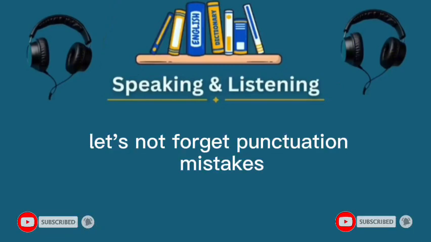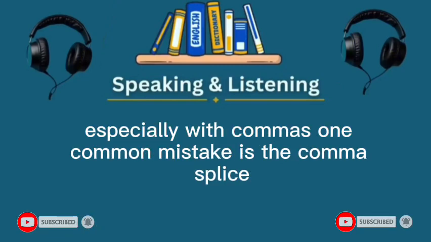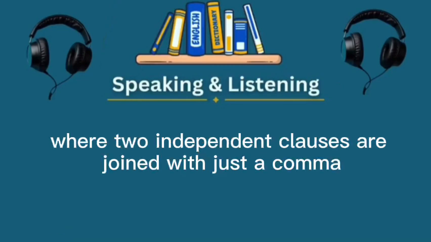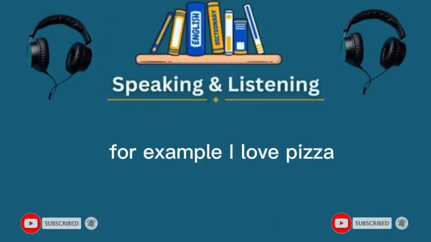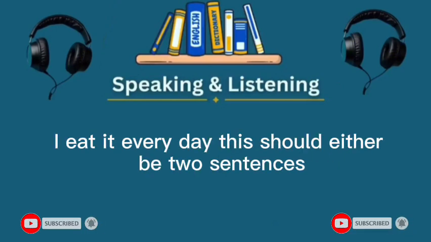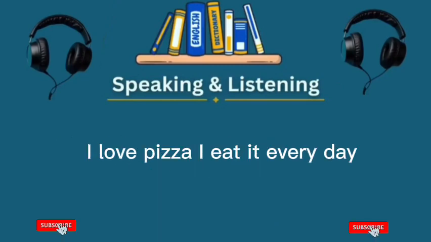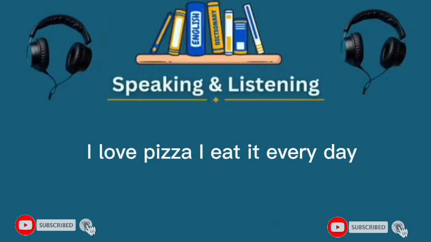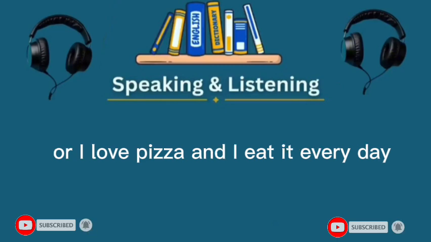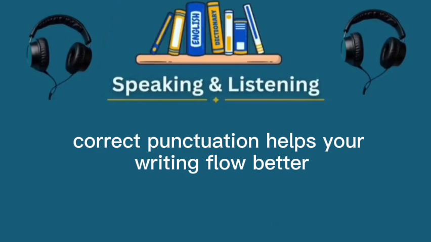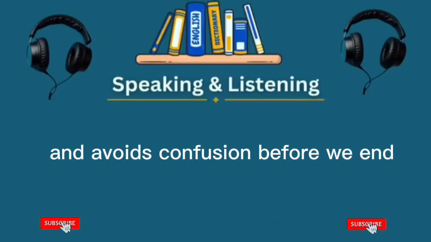Let's not forget punctuation mistakes, especially with commas. One common mistake is the comma splice, where two independent clauses are joined with just a comma. For example, "I love pizza, I eat it every day." This should either be two sentences, use a semicolon or a coordinating conjunction: "I love pizza; I eat it every day," or "I love pizza and I eat it every day." Correct punctuation helps your writing flow better and avoids confusion.